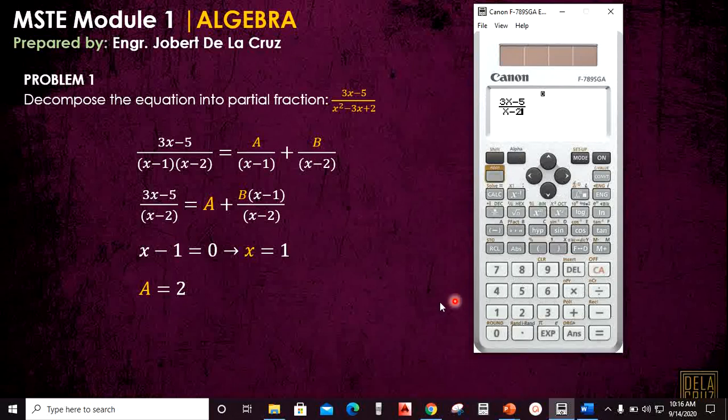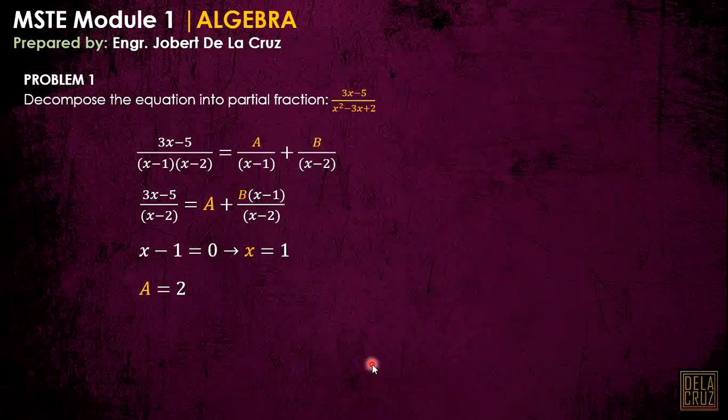Okay, x minus 2. Then, we will let x as 1 because, ayun nga, in order to eliminate this one. So, I will press calc and x is 1 and we have the answer of a. Okay? Now, if si b naman yung gusto natin kunin, i-multiply natin to lahat by the denominator of the b.